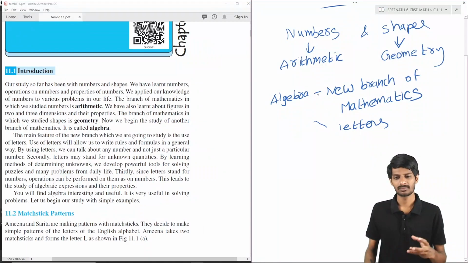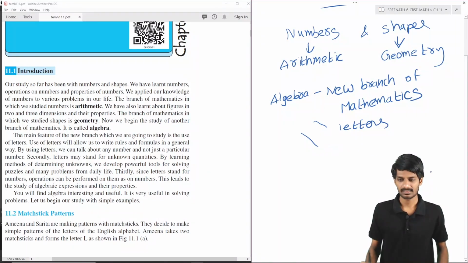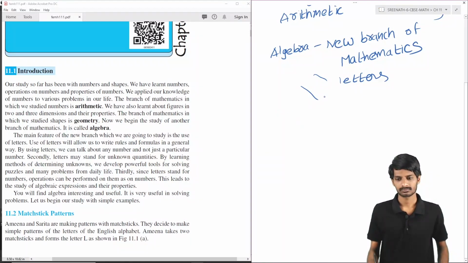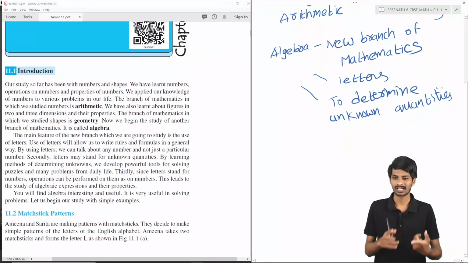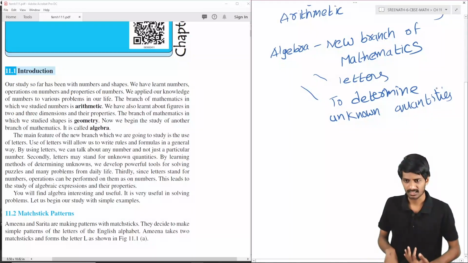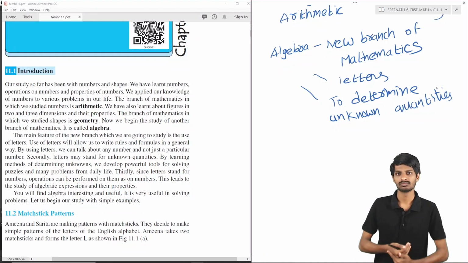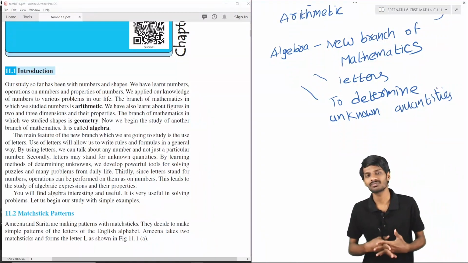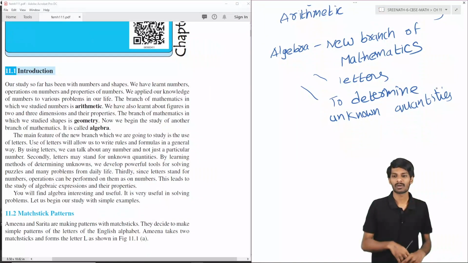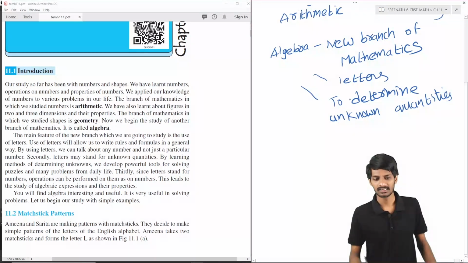Okay students, the main thing in algebra is that we use letters, and in algebra we use these letters to determine unknown quantities. There are some unknown quantities whose true, perfect value we don't know. So we will assign some letter to that value, do some calculations, and finally we will find out the perfect value of that letter. Okay students, that is the thing.